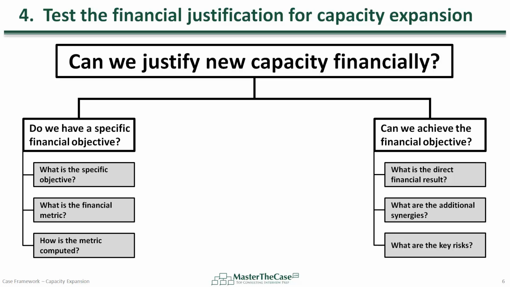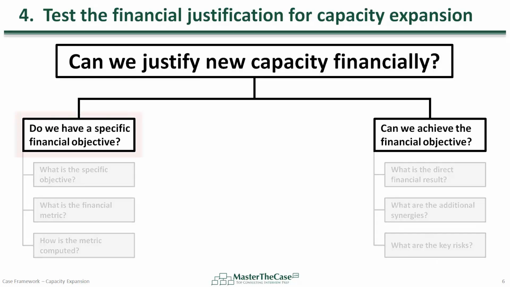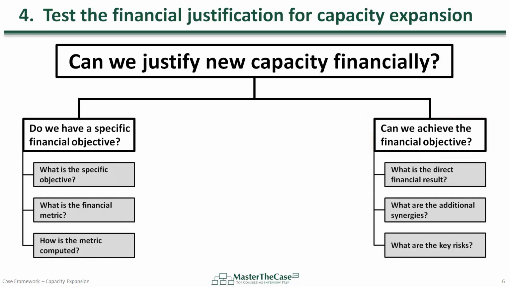So to summarize, testing the financial justification for capacity expansion requires 2 analysis steps. 1. Defining a specific financial objective. And 2. Determining if we can achieve the objective. After completing this step, we will be able to make our final case recommendation.